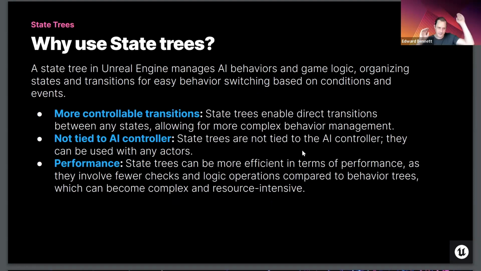Why use state trees? Well, the main reason we use a state tree is it has more controllable transitions. As your AI gets more complicated, you'll find that with behavior trees, trying to have numerous tasks going on at the same time gets a lot harder to manage. I mean, in most cases, you should be all right, but as things get more complicated, you want something a bit more able to manage it.